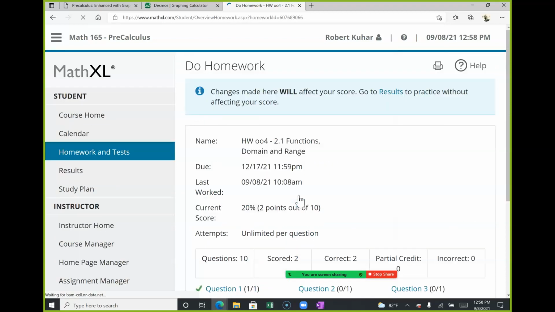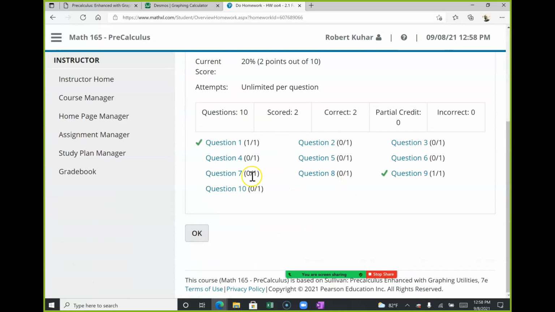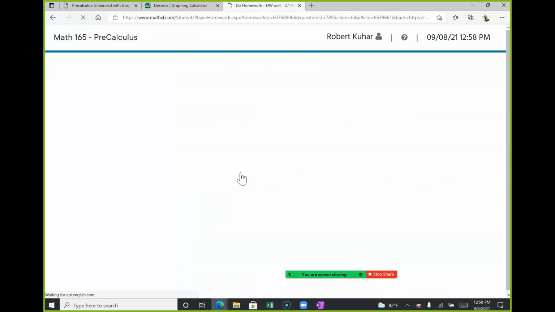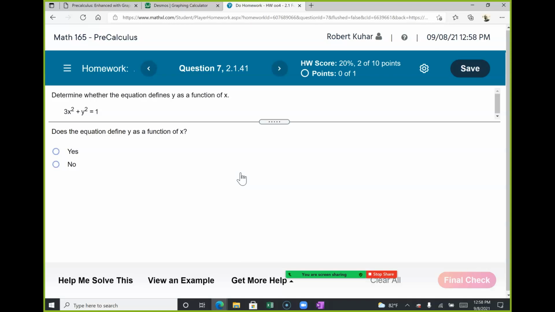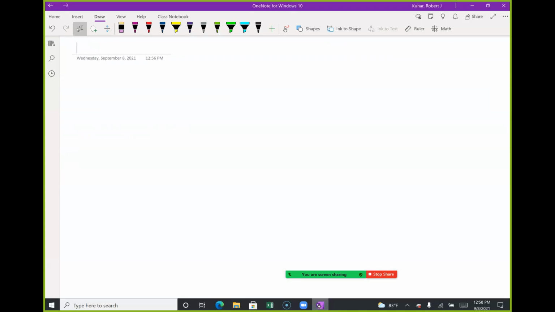I think I can jump to like homework number 7 or so. I did a bunch of the earlier ones, so just so you know, you should be able to do all of those. Determine whether this one is a function or not. And what's really the key: if I solve this for y, I would have plus and minus square roots, right? So 3x squared plus y squared equal 1. This is homework 4, number 7.